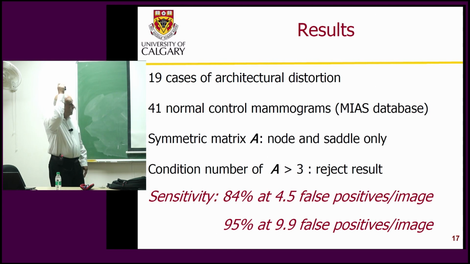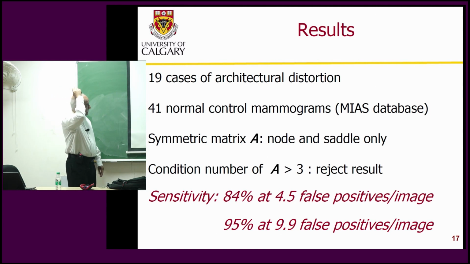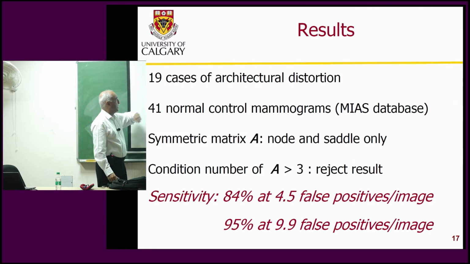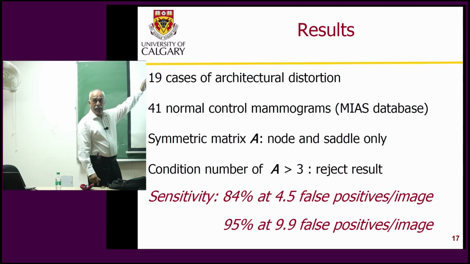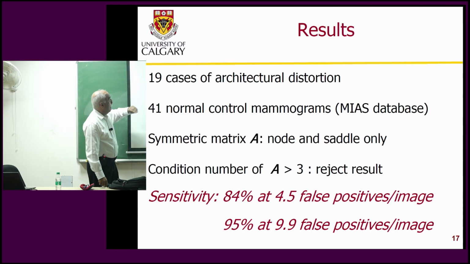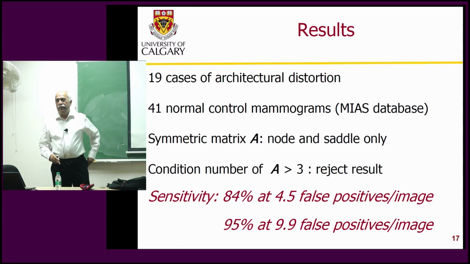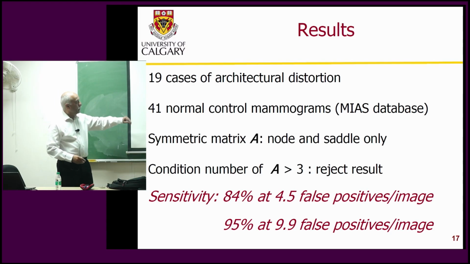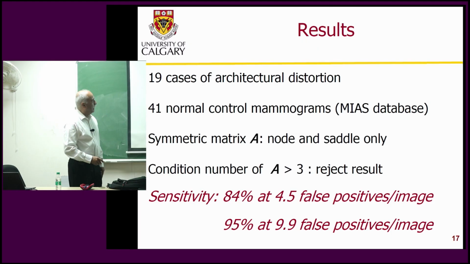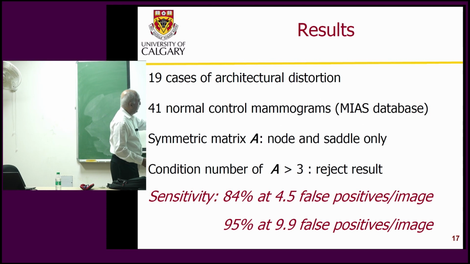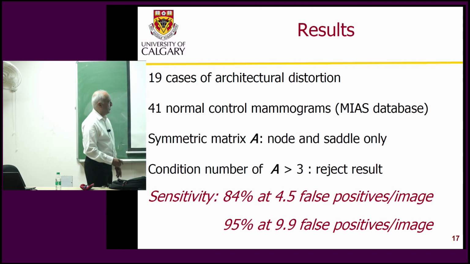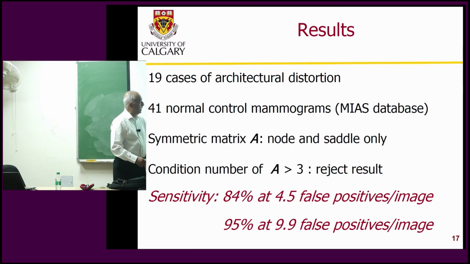So in Fabio's initial work, there were 19 cases of architectural distortion and 41 normal control mammograms from the MAS database. Small database, but that's all the database has. So we put a condition, the matrix A must be symmetric, node and saddle only. Spiral we can throw out. So if the matrix is not symmetric, we don't even process it. If the condition number is more than 3, we don't process it, reject it. So he got sensitivity of 84% at 4.5 false positives per image. Or you could get higher sensitivity if you allow more false positives, but that's not good.